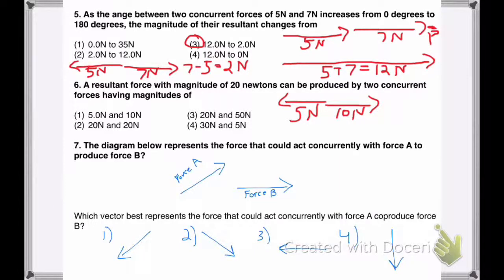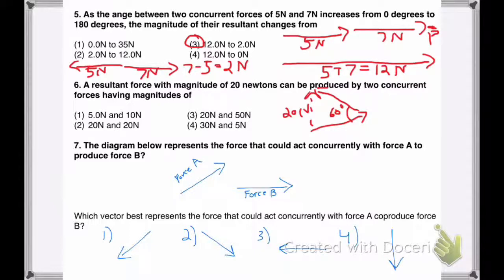So we know choice 1 has to be out. If we look at choice 2, 20 newtons and 20 newtons, could that be put in such a way? Well, if we think of it as 2 resultants, or 2 forces, with a 60-degree angle, that would produce a resultant of a 20 newton magnitude.